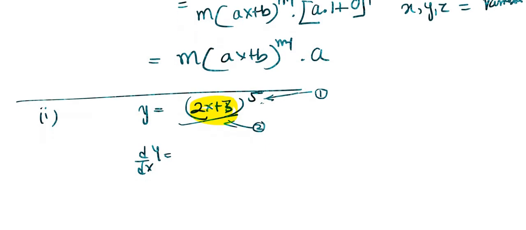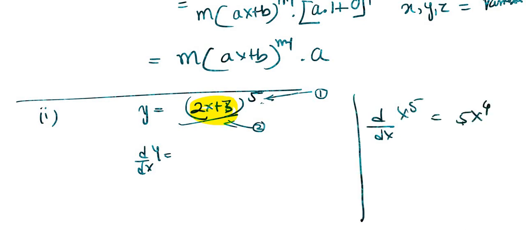So we will copy it as it is. We will think it is x only. So d by dx of x raised to power 5 is what? 5x raised to power 4. We all know this formula.